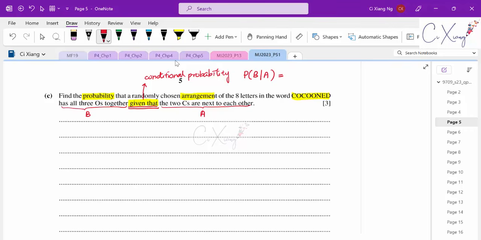Before we find out the probability, we try to write out the definition for the conditional probability first. So we are actually looking for B intersect with A, then divided by A. Before we find the probability, maybe we focus on the probability of A first. So the event A is 2 C's are next to each other. So first, I let A equal to 2 C's are next to each other.